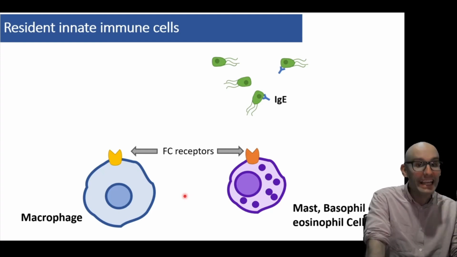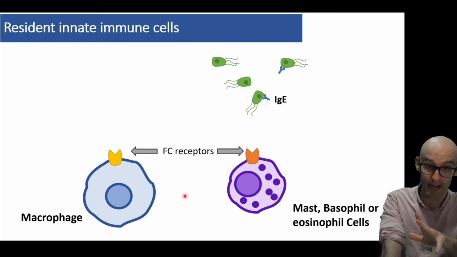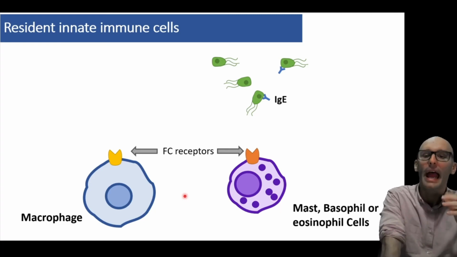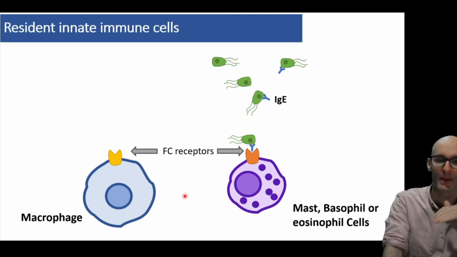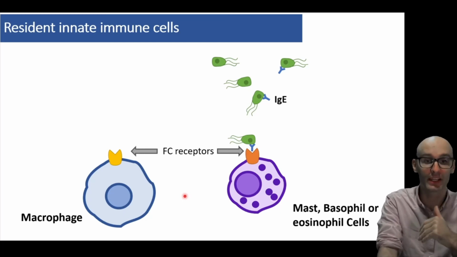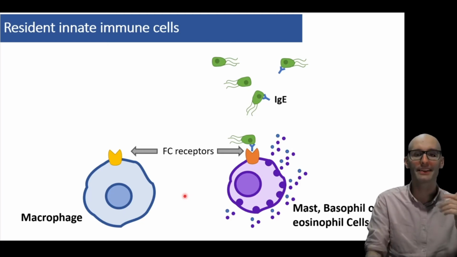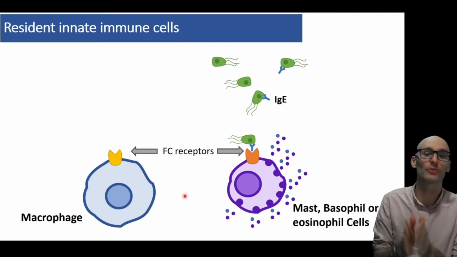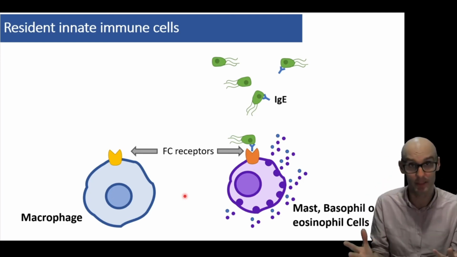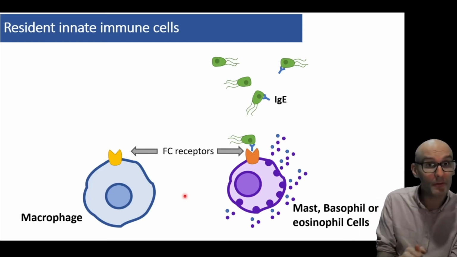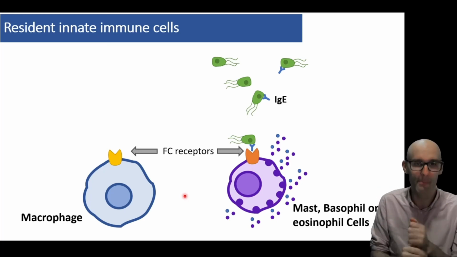Whereas IgE is associated with parasites. And so here we have some smaller parasites here. And so the antibody is bound to this parasite, and the IgE will be recognized by the mast cell, the basophil, or the eosinophil Fc receptor, and this will result in degranulation. And in the case of mast cells and basophil cells, that's the release of inflammatory signaling molecules, in particular histamine. But in the case of eosinophil cells, that's the release of cytotoxic and neurotoxic compounds.